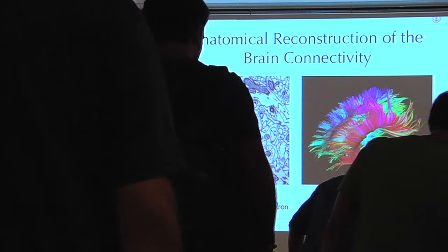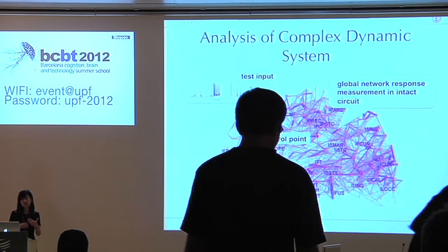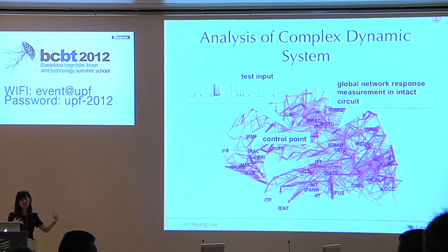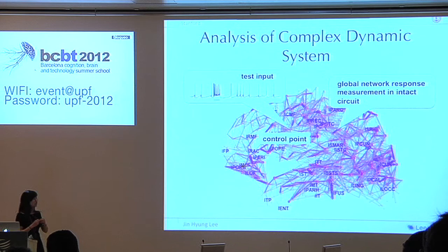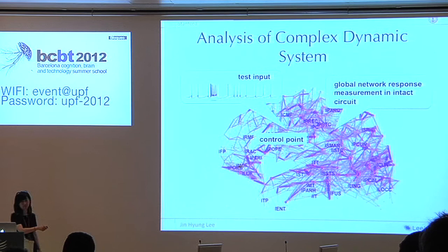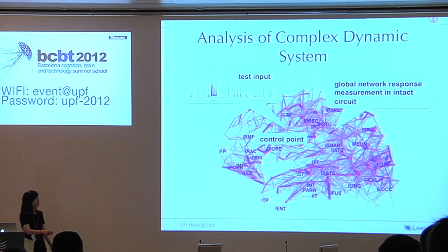However, the brain is a dynamical system which has function that occurs on top of these anatomical connections. So ideally, to understand this complex dynamic system, what you need to be able to do is to perform circuit analysis, where you can provide systematic test inputs to a specifically controlled point within the circuit. You need to be able to temporally and cell type specifically control these control nodes within the brain while monitoring the global network output throughout the whole brain in an intact system.